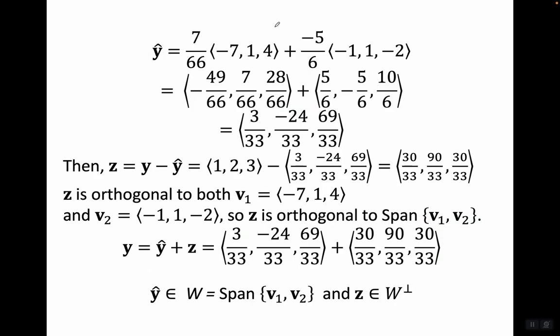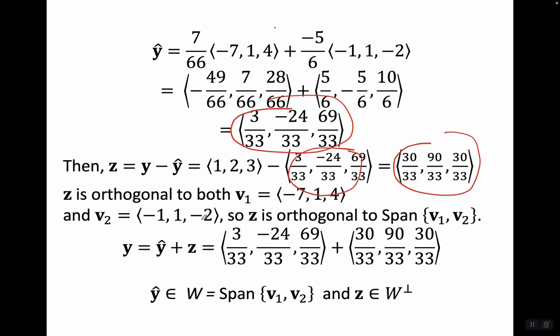When you do the math, plug in all the numbers, you end up with (3/33, -24/33, 69/33). So z equals y minus y hat. It's going to be y, which is (1, 2, 3), minus the vector we just found a moment ago. And this works out to be (30/33, 90/33, 30/33). And z is orthogonal to both v1 equals (-7, 1, 4) and v2 equals (-1, 1, -2).